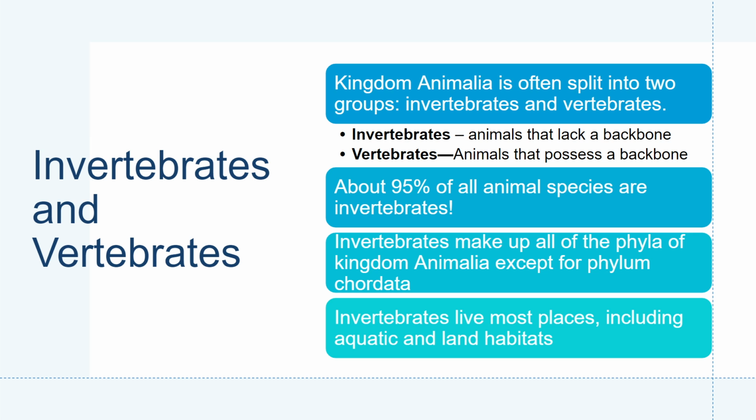About 95% of all animal species are invertebrates. However, you're probably thinking of animals that are vertebrates, like a giraffe, a rhino, a snake. Invertebrates actually make up almost all of the phyla of kingdom Animalia, except for Chordata. So Chordata is the only phylum in kingdom Animalia that consists of those who are vertebrates. Invertebrates therefore vastly outnumber the vertebrates, and they live in most places, including aquatic and terrestrial or land habitats.